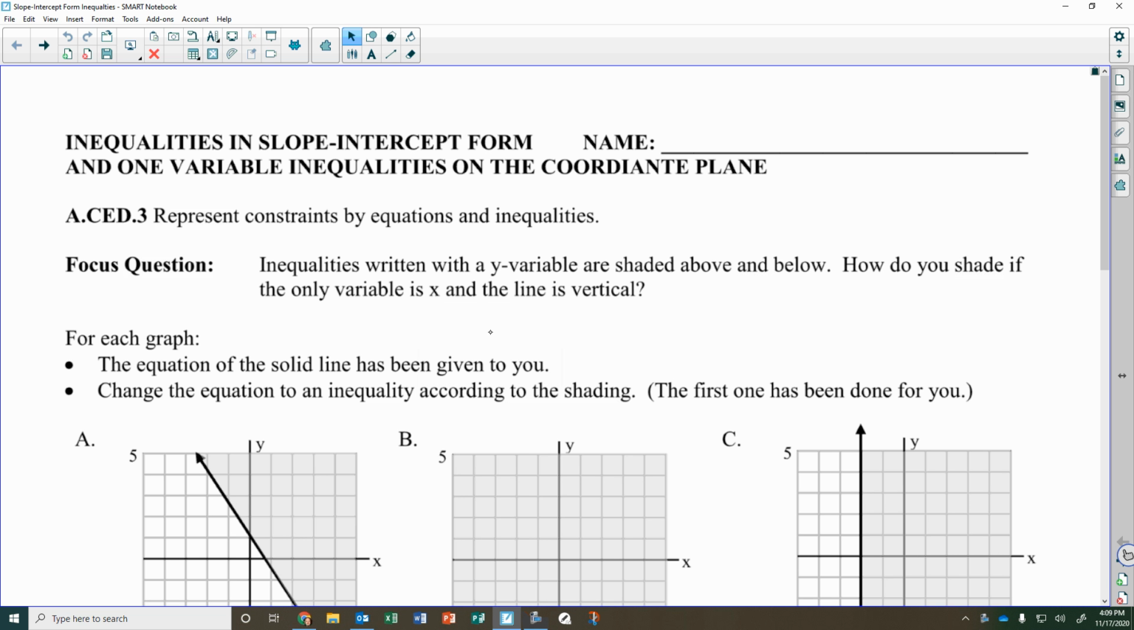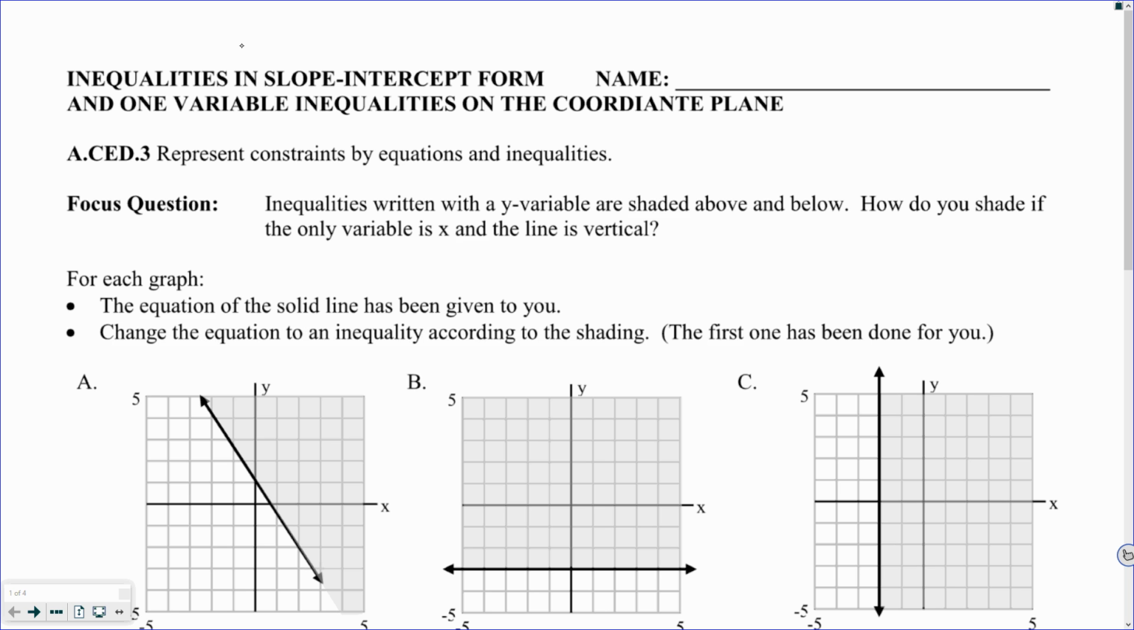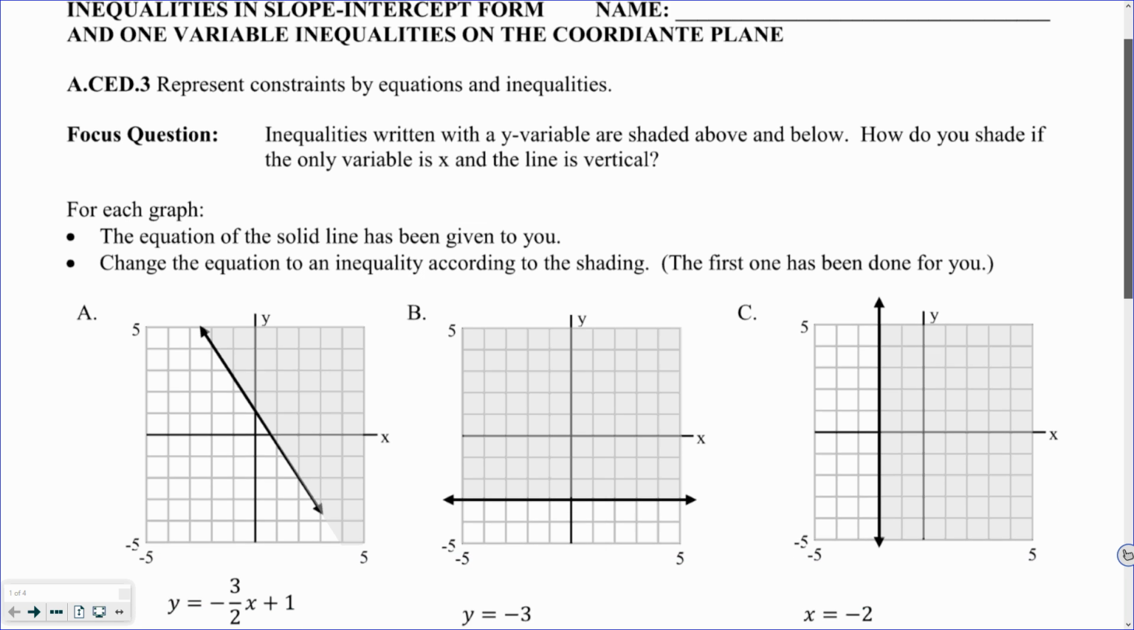Now we are going to do inequalities in slope-intercept form. So the focus is going to be inequalities written with a y variable are shaded above and below. How do you shade if only one variable is x and the line is vertical? Well, that's a good question.